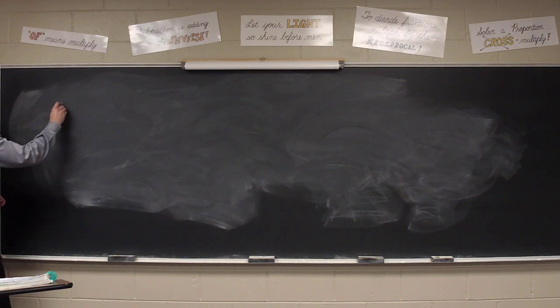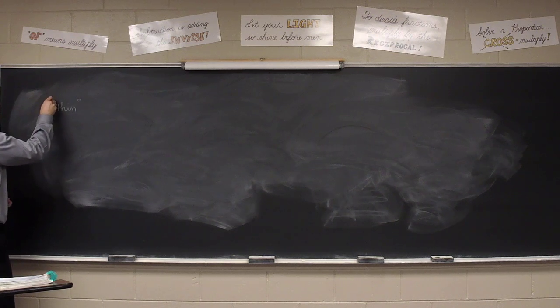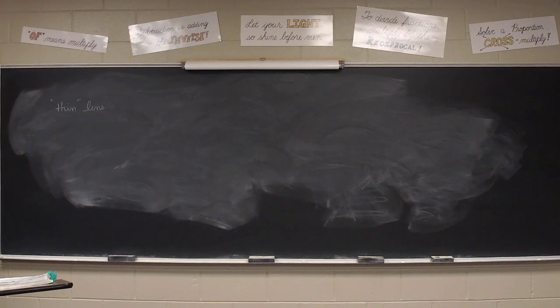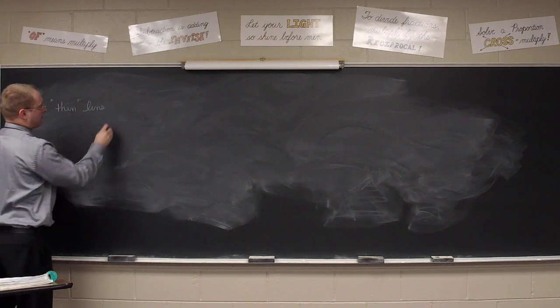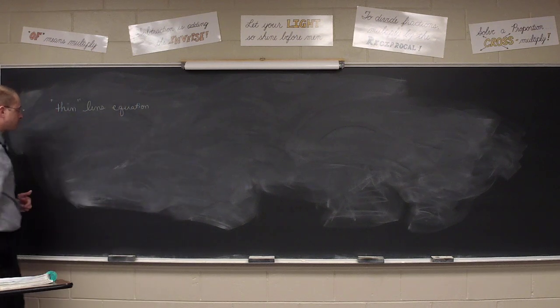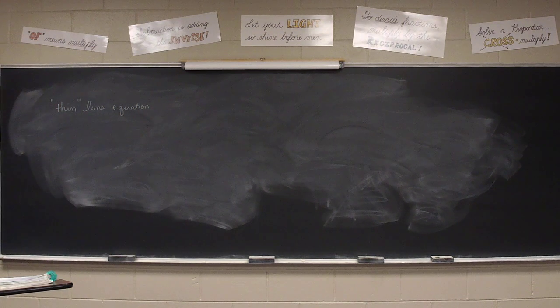So anyway, thin is such a relative term. Okay, so we talk about the thin lens equation. Thin is comparing the width or thickness of the lens to the radii of curvature. Thin compares the thickness of the lens to the radii of curvature.